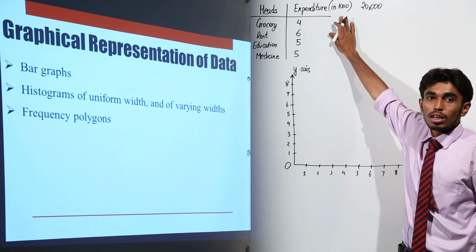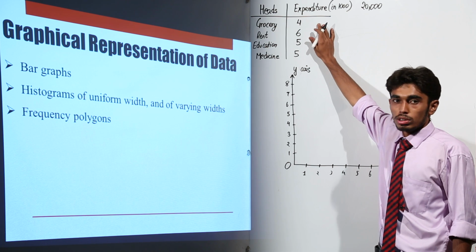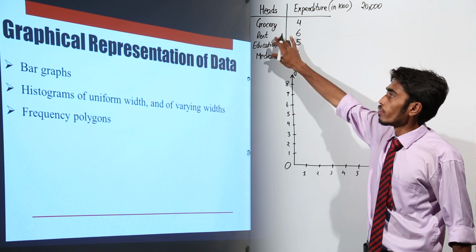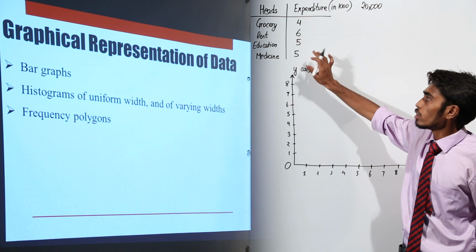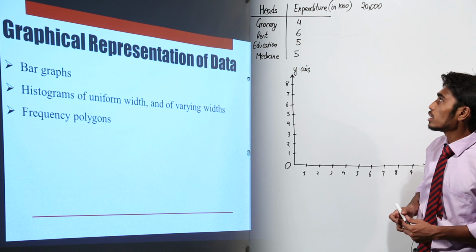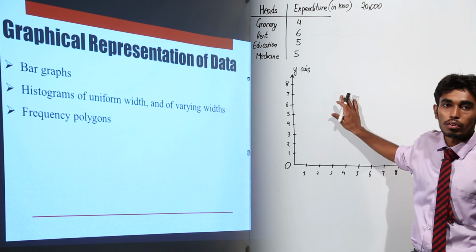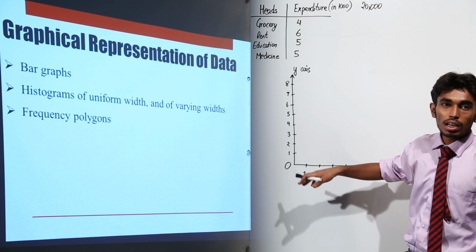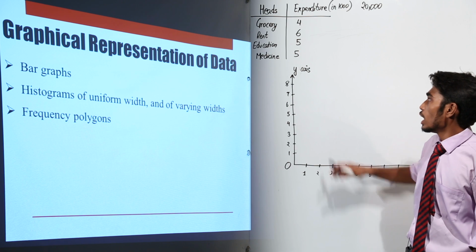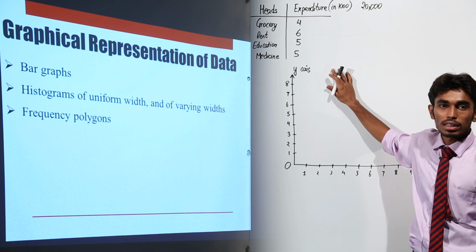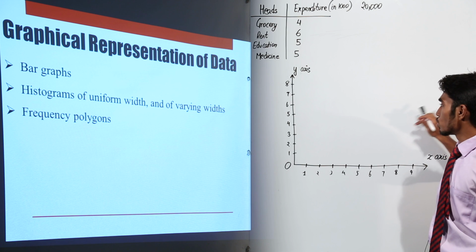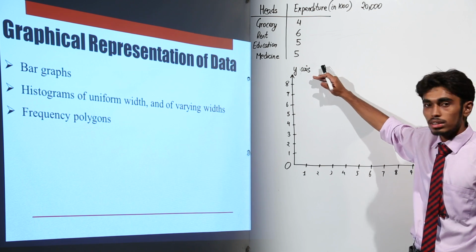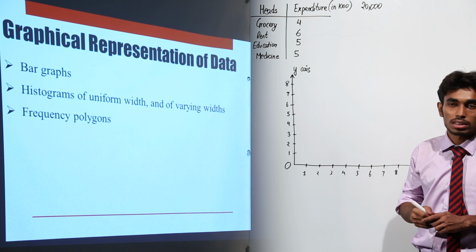Expenditure is expressed in 1,000 rupees. So 4 means 4,000. It is spending 4,000 on grocery items, 6,000 on rent, 5,000 on education and 5,000 on medicine, right? To understand this better, I wish to make a bar graph of it. So the first step of making a bar graph is to make a vertical as well as a horizontal axis, right? I'm going to call the vertical axis the y-axis and the horizontal axis the x-axis, right? So I have marked some divisions on the y-axis and some divisions on the x-axis, right?